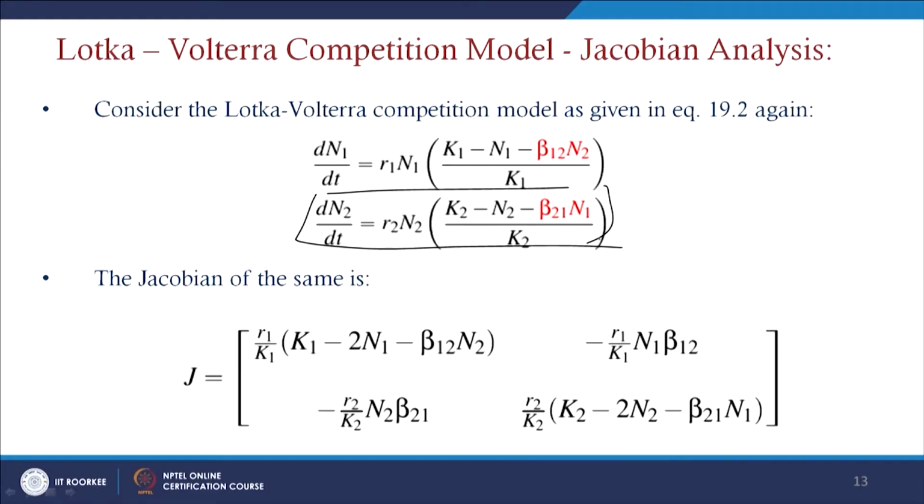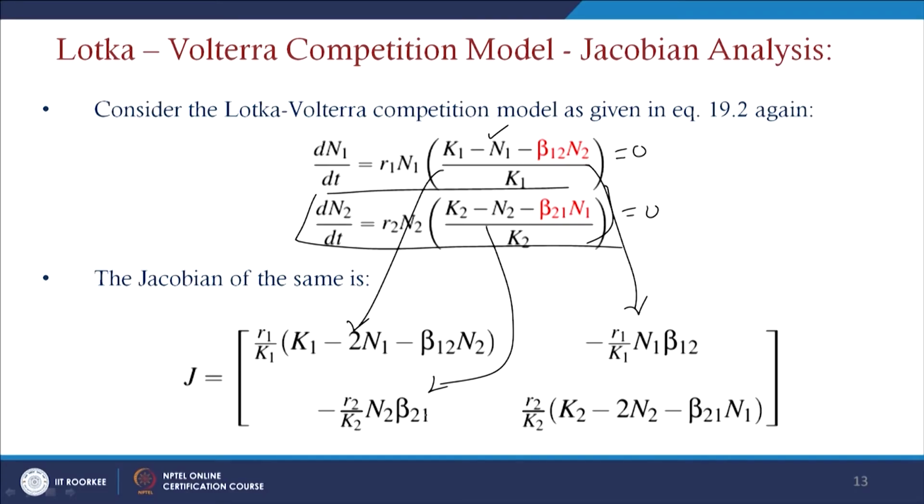And if you put this equal to 0, this equal to 0, we can find the steady state conditions. But with first order differentiation with respect to n1, that will give you this first term here, and if you do differentiation with respect to n2, that will provide this term here, and if you go for a first order differentiation of n1 of this equation here, then we will get it as minus r2 by K2 n2 beta 2 1.